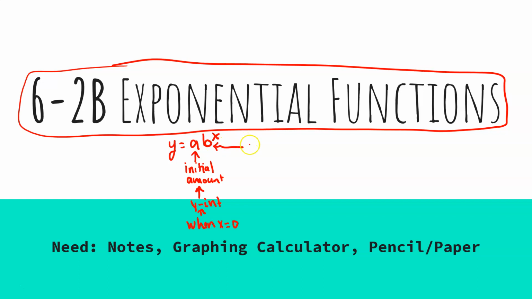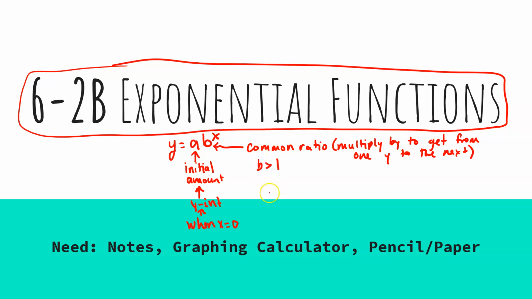The b is this thing called the common ratio. We wrote that down yesterday. Now the common ratio is what you multiply by over and over again to get from one y to the next. So it's going to be the y values. It's what you're multiplying by over and over again. And that's why these are exponential, because when I multiply by the same thing over and over again, that's taking something to an exponent.